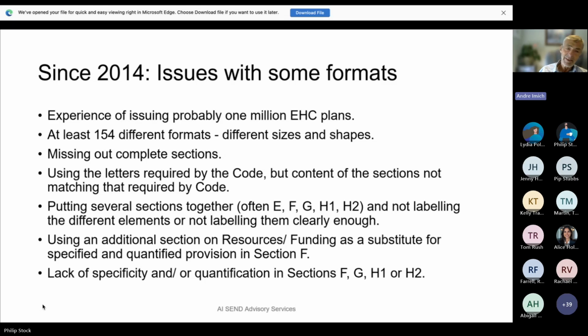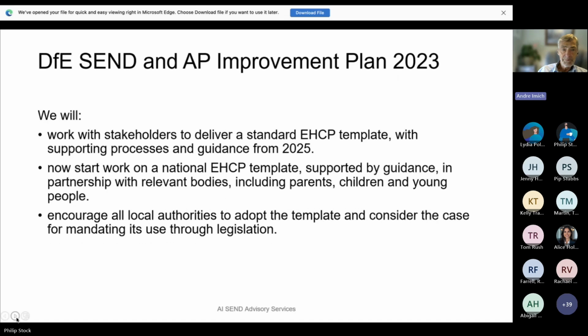Now, that's not necessarily a direct result of the template itself, because that's an issue that can happen, and certainly did happen back in the days of a single template for a statement of special educational needs. But having a single template might reduce that likelihood of that lack of specificity and quantification, or increase the likelihood of it, certainly promote it, particularly if a single template has exemplars attached to it. Next slide.